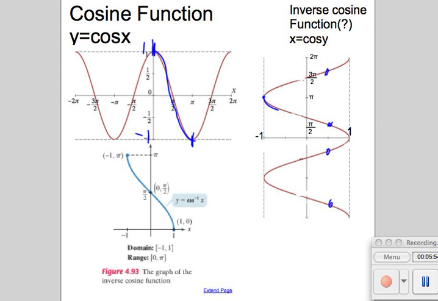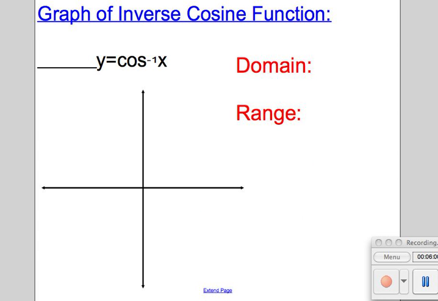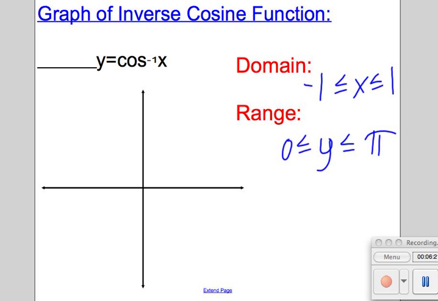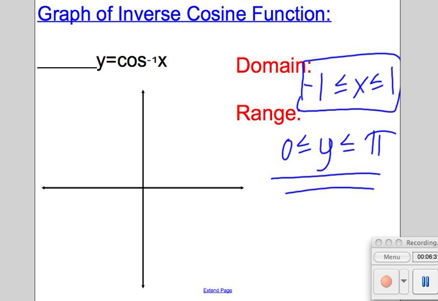From 0 to pi is your range. Our domain is the x values, and that's going to be from negative 1 to 1, because remember, those are the possible cosines of some angle. And then range is going to be from 0 to pi. That's very important because, again, your unit circle has multiple values where the cosine is from negative 1 to 1, but you only want to give the answers that are between 0 and pi so that they don't repeat.